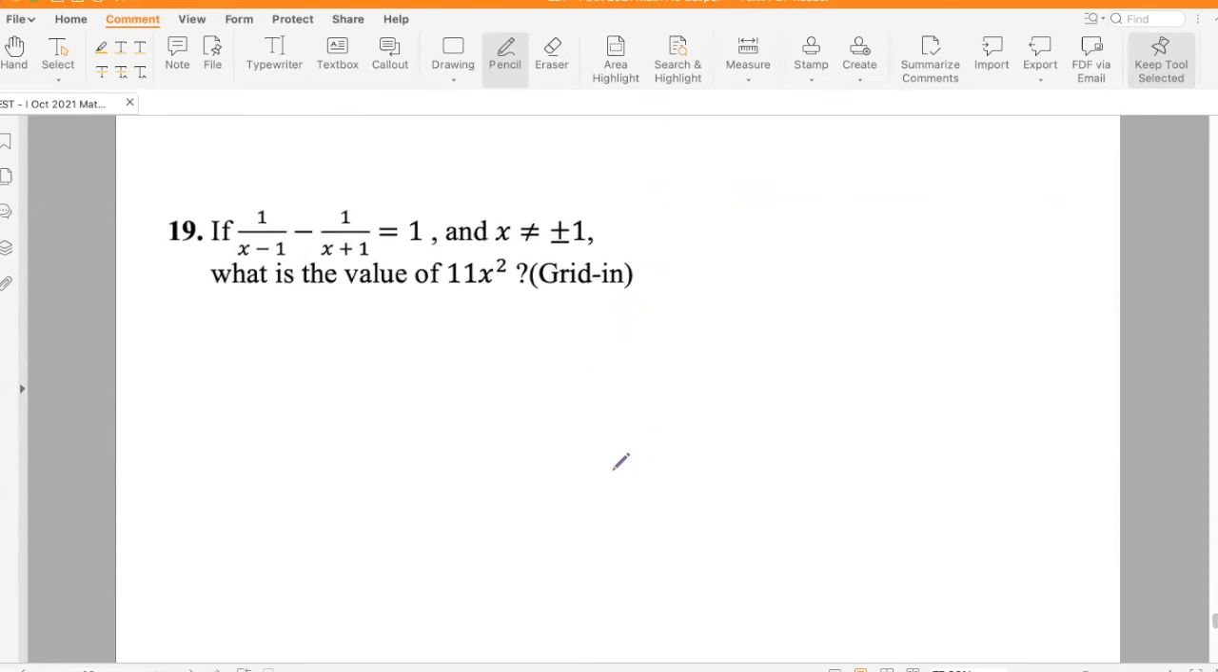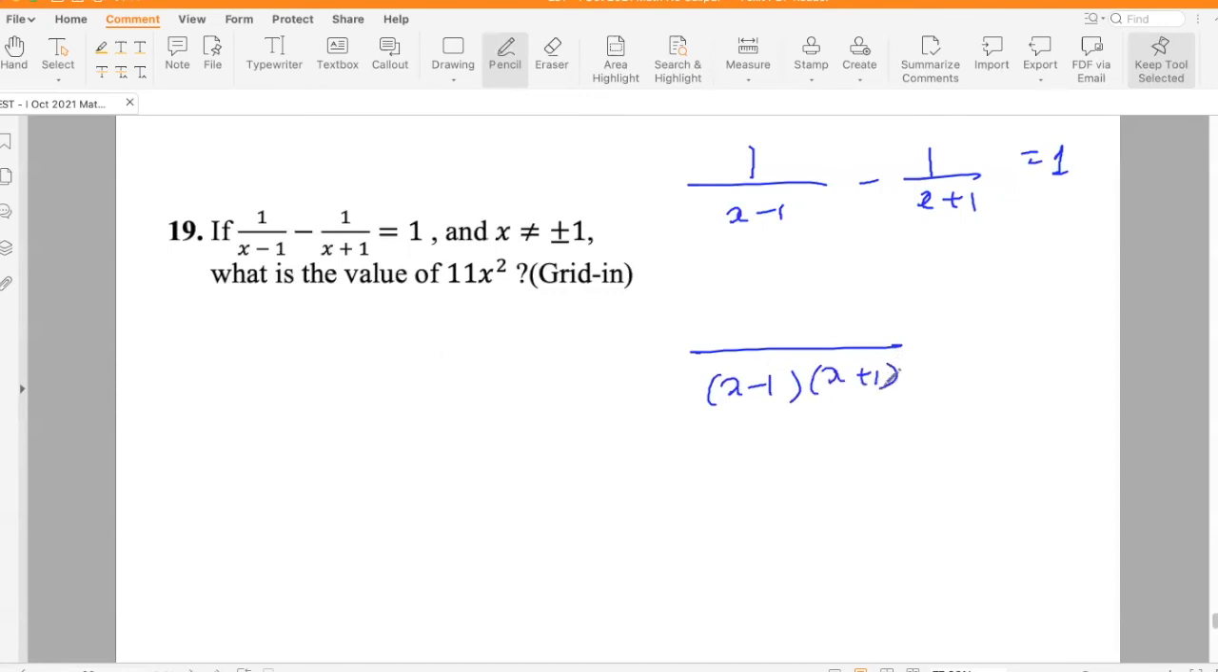If 1/(x − 1) − 1/(x + 1) = 1 and x is not ±1, what is the value of 11x²? Okay, so 1/(x − 1) − 1/(x + 1) is 1. So if I solve this, then over (x − 1)(x + 1), we get (x + 1) − (x − 1), which is 1.